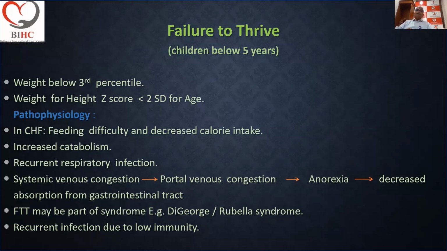Increased catabolism due to recurrent respiratory infections, and systemic venous congestion causing portal venous congestion, hence anorexia and poor absorption. All these could be the underlying mechanisms for failure to thrive in a child with congenital heart disease. Or it may be part of a syndrome like DiGeorge or rubella or Down syndrome. And recurrent respiratory infections may be part of low immunity.